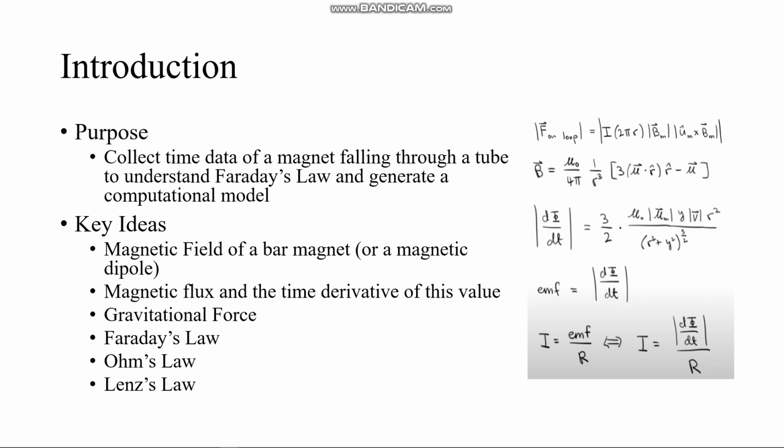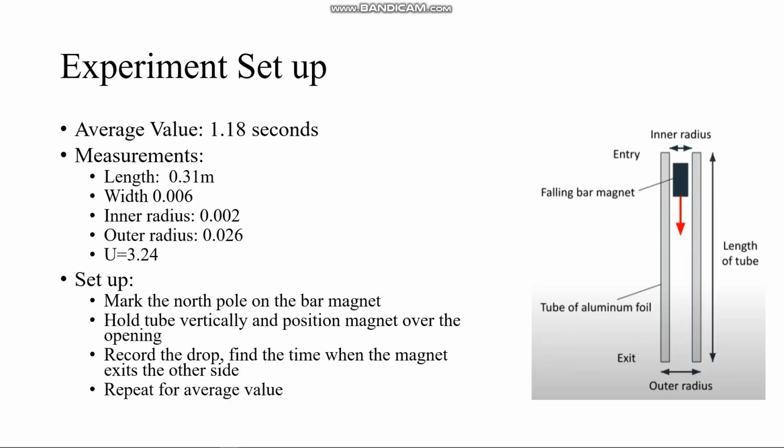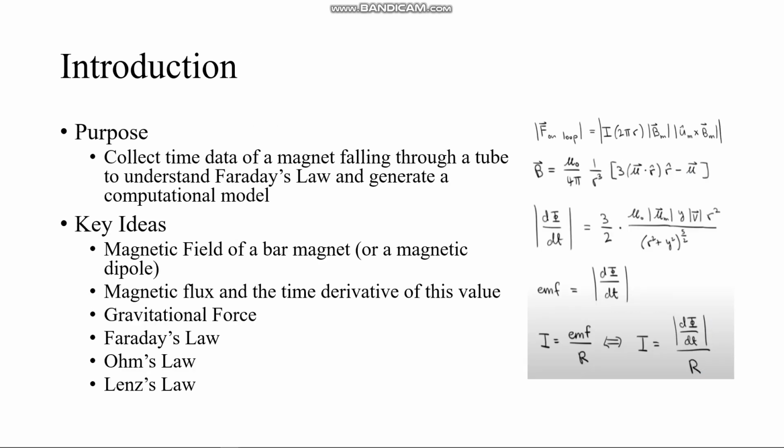Some key ideas that we're going to be using are the magnetic field of a bar magnet, also known as a dipole, magnetic flux, and the time derivative of this value in order to determine EMF and then current. And then gravitational force, Faraday's law, Ohm's law, and Lenz's law, as well as some momentum properties. Those are all, to the right, the formulas that you're going to need for this lab too, in order to actually run the calculations and set up your model correctly.